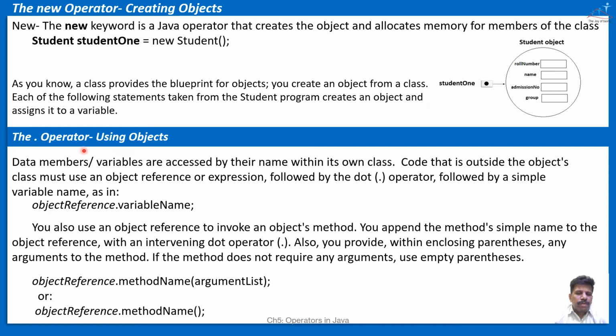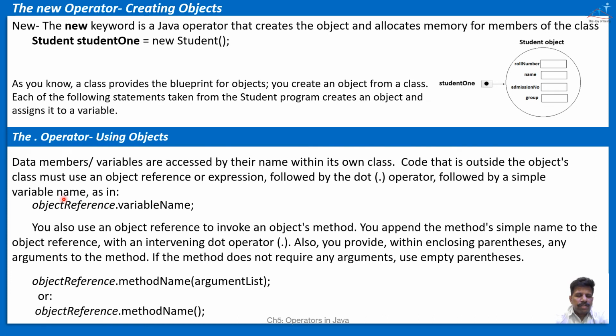Now we will see the dot operator. In order to use objects, we will be using the dot operator. Already you have used variables or data members in your program. Data members, or variables, are accessed by their own names within their own class, so directly we access the variables in their class. Code that is outside the object's class must use an object reference or expression followed by the dot operator. In order to use a variable of one class in another class, we need to use the object reference followed by the dot operator and followed by a simple variable name.